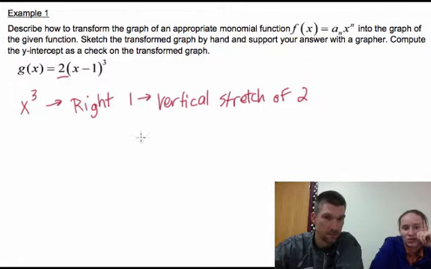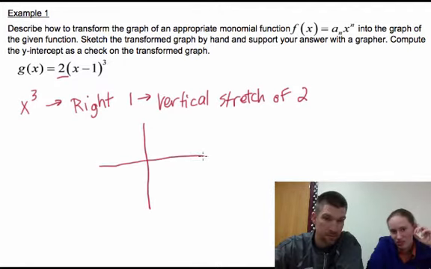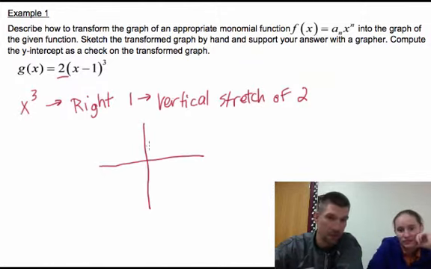Okay, so we need to sketch this by hand? Sketch by hand. So, looks like a good start. Okay, so a normal cubic function, you know, at 0.